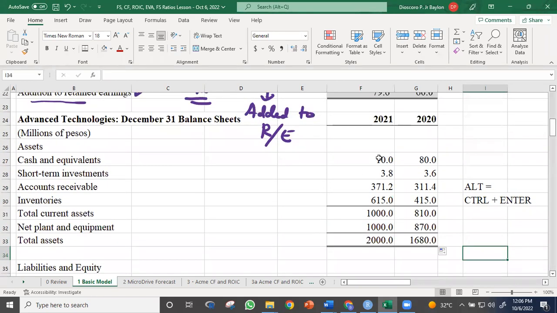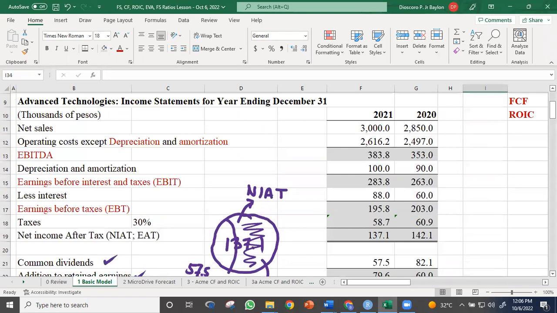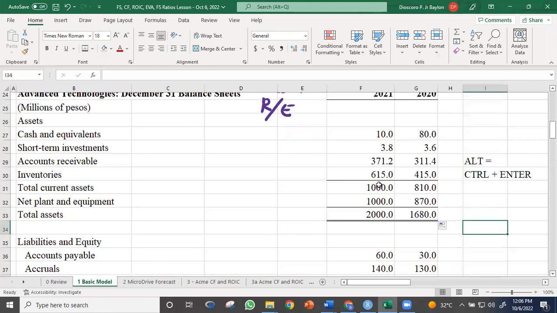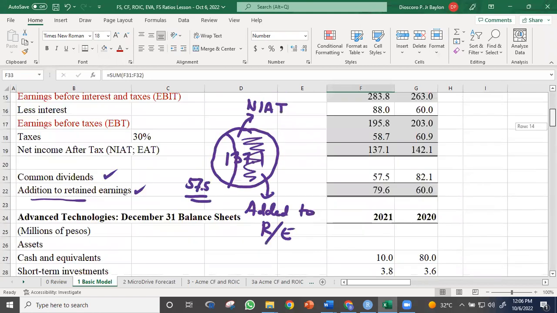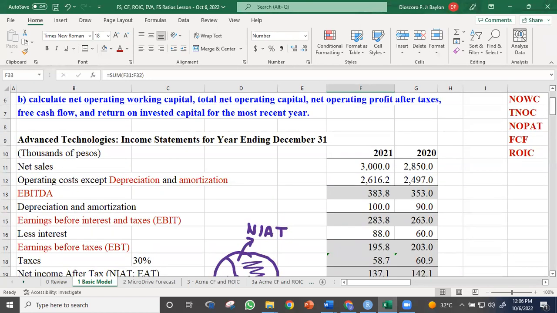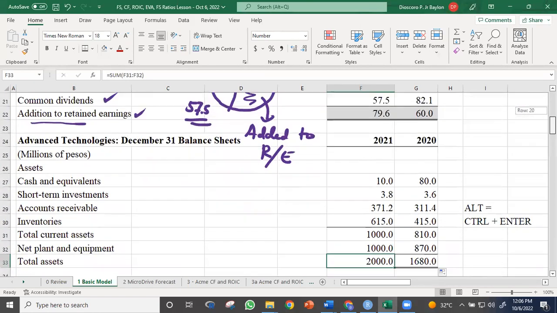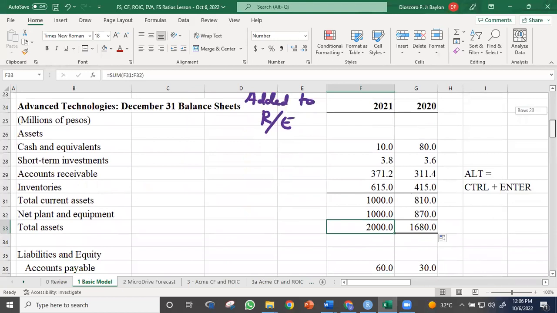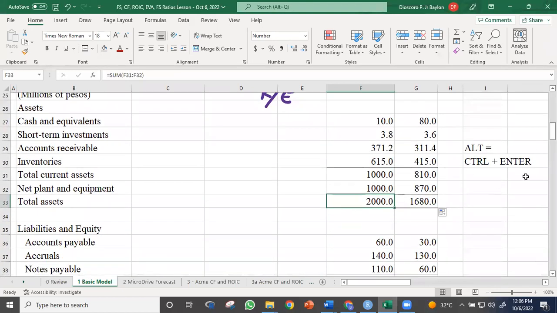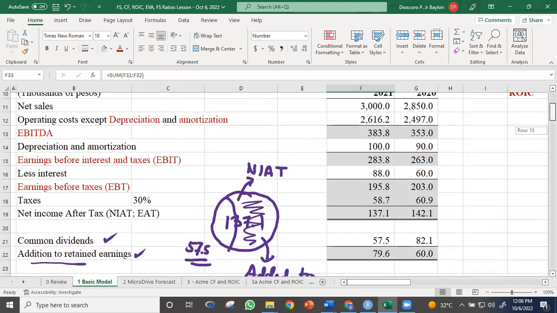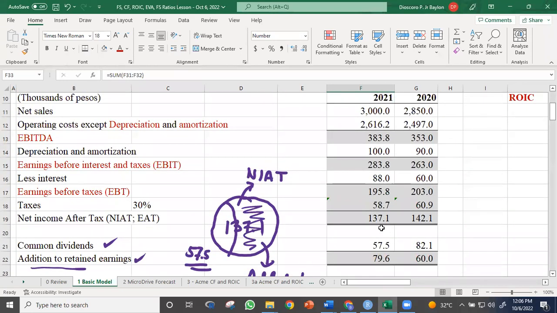And of course, why are these assets needed? The assets are needed because they supported this. You would not have revenues of 3,000 without the assets. Assets are the resources that a firm needs in order to generate the revenues of the firm. So you can see that these are connected. The total assets of this one is the one used to generate our revenues of 137.1.